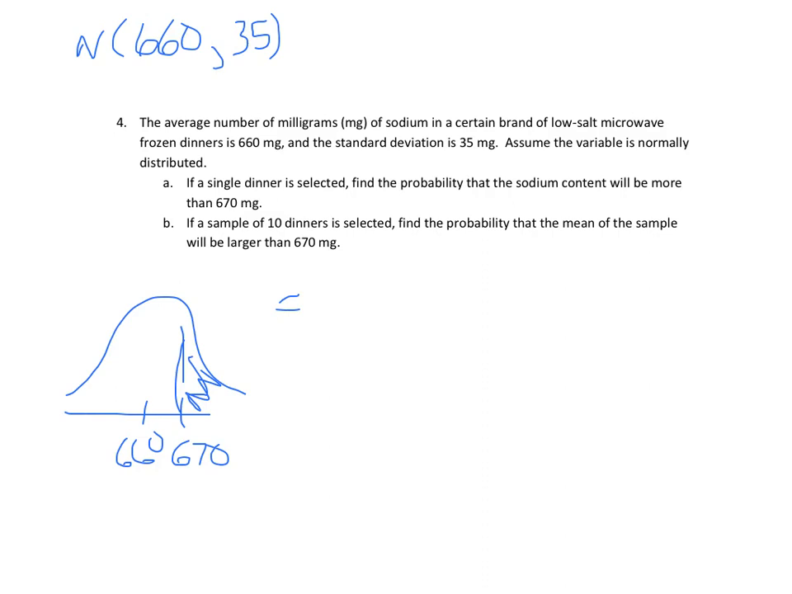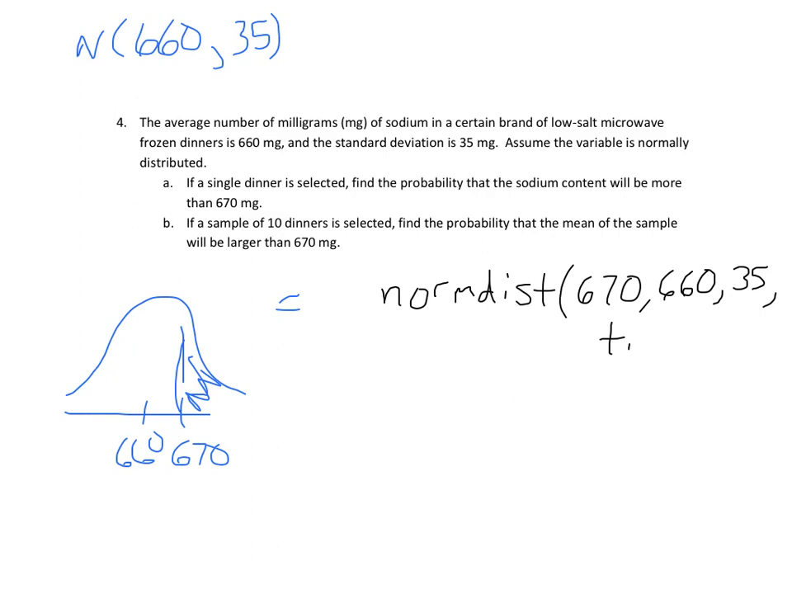Now the area is NORM.DIST, right? So NORM.DIST, 660, 670, 35, true. This will give me the area that's less than 670. I want the area that's greater than it, so I need a 1 minus in front of it. And when I do that, you'll end up with, let me put true a little bit further over, so I can save some space. When I do that, I'll end up with a number of 0.3875.